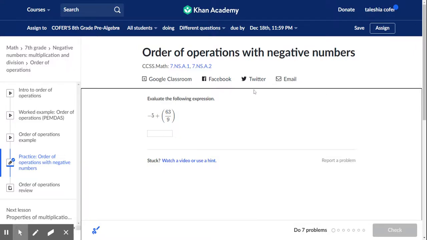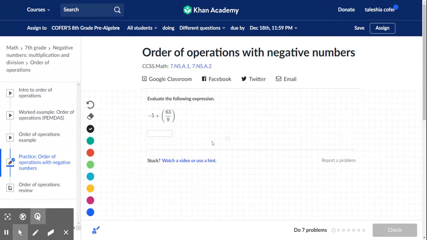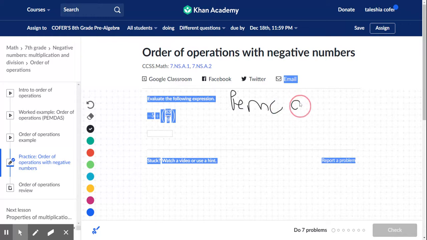Okay, let's do some order of operations with negative numbers. When it comes to order of operations, some people call it PEMDAS. Okay, so first the P stands for parentheses.